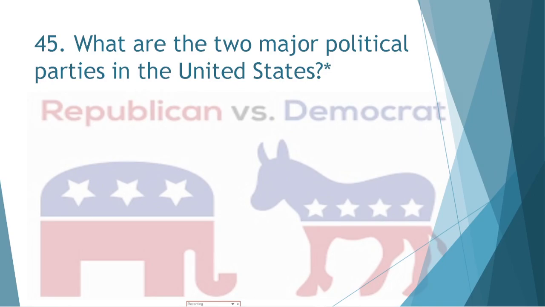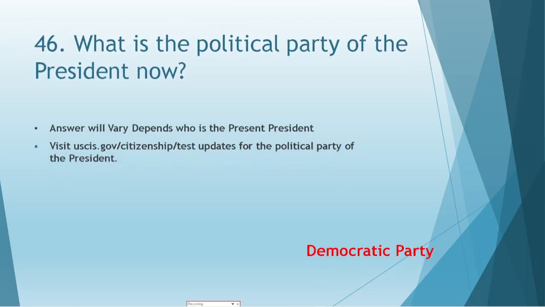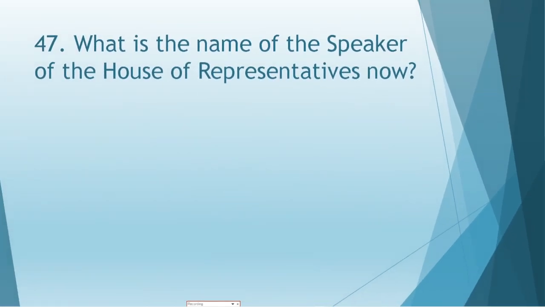Number 45. What are the two major political parties in the United States? Republican and Democrat. What is the political party of the president now? The answer will vary, depending on the president. It's the Democratic Party.